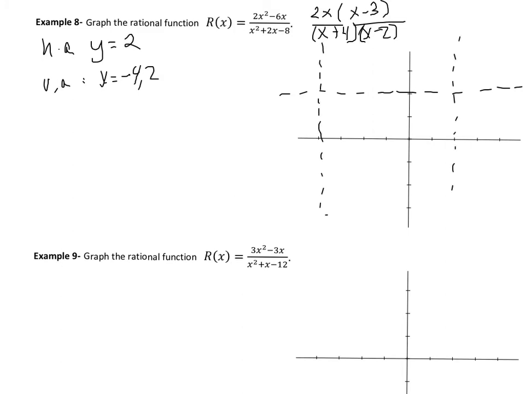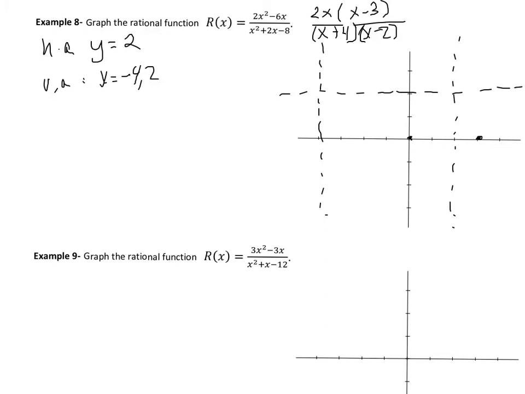Any holes? Nope, no holes. Okay, so what's next? Intercepts. Okay, so where is my x-intercept? Intercepts, I should say. 0, 0. At 0 and at 3. Good.